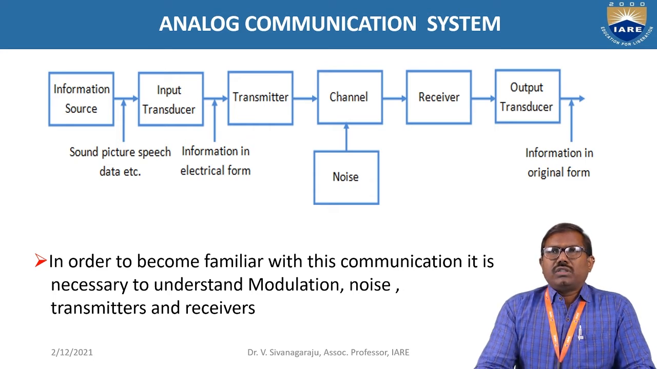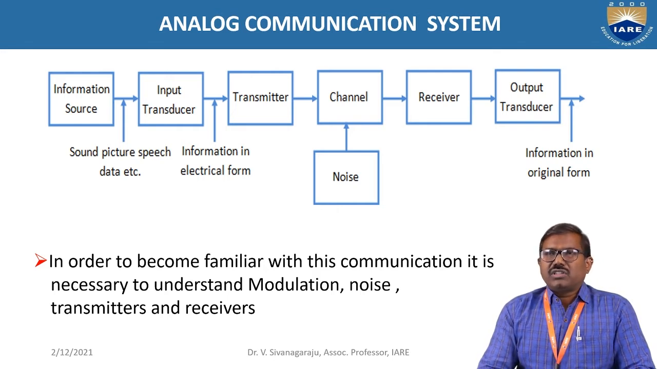So this is the extended block diagram of the analog communication system. Information source, then input transducer, transmitter, channel, receiver, and output transducer. What we discussed earlier is given here briefly. The input transducer converts the signal into electrical form, and this electrical signal is applied to the transmitter. In the transmitter, the modulation is done. After modulation, the signal is sent to the channel.